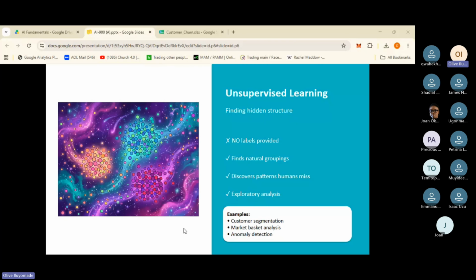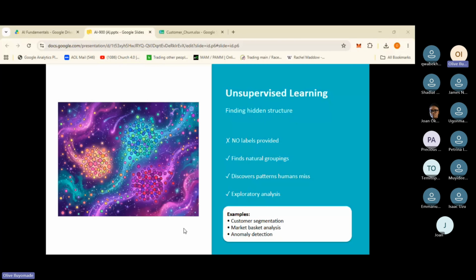What you would do is wash white with white. So as we said, no labels provided. It looks for natural groupings: put all the whites together, colors together, types of fabrics together. And it discovers patterns that humans will also miss. It's really intelligent, and it does an exploratory analysis.